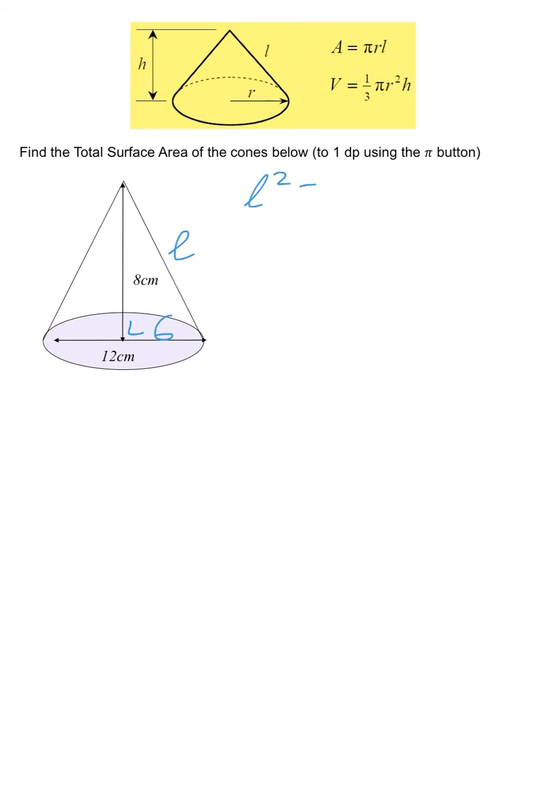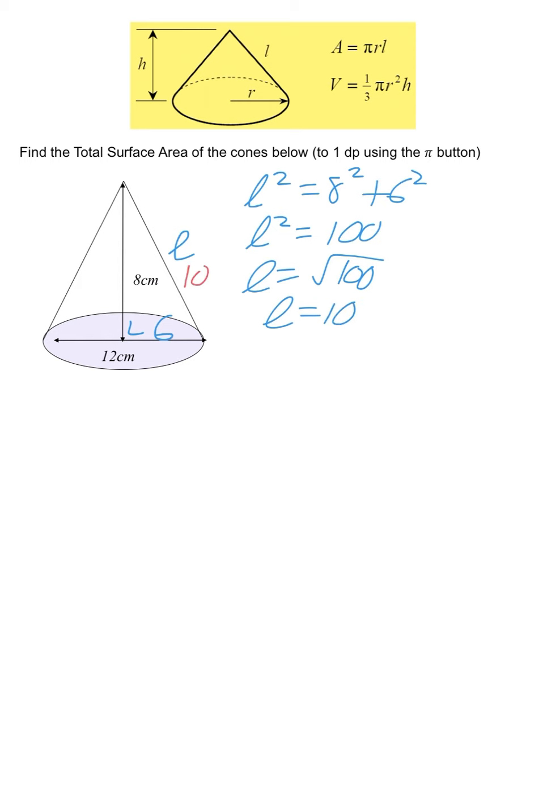So L squared is equal to 8 squared plus 6 squared. So L squared is equal to, so 8 squared plus 6 squared will be 100. So L equals square root of 100. So L equals 10. So now for the area, pi times radius times length. So pi times 6 times 10, and that is equal to 60 pi.